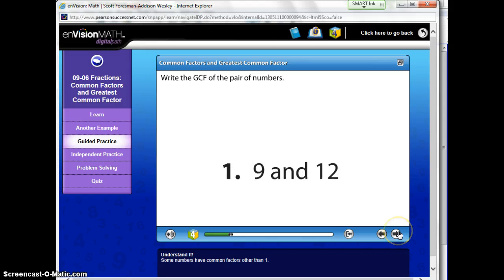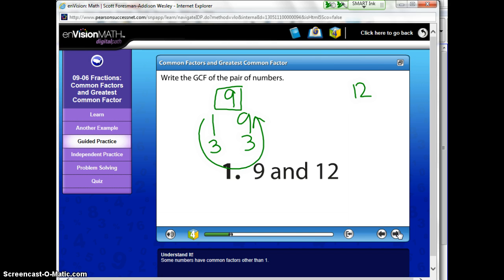We're going to start easy with the number 9 and the number 12. Let's start with the 9. We can always start with 1 times itself. How about 2? Yep. It's not even, no. How about 3? Yes. 3 times what? 3. Oh, well, we're done. We know we're done because there's no numbers that fit between a 3 and a 3. So I'm going to wrap it up. We're done. Let's go to the number 12.